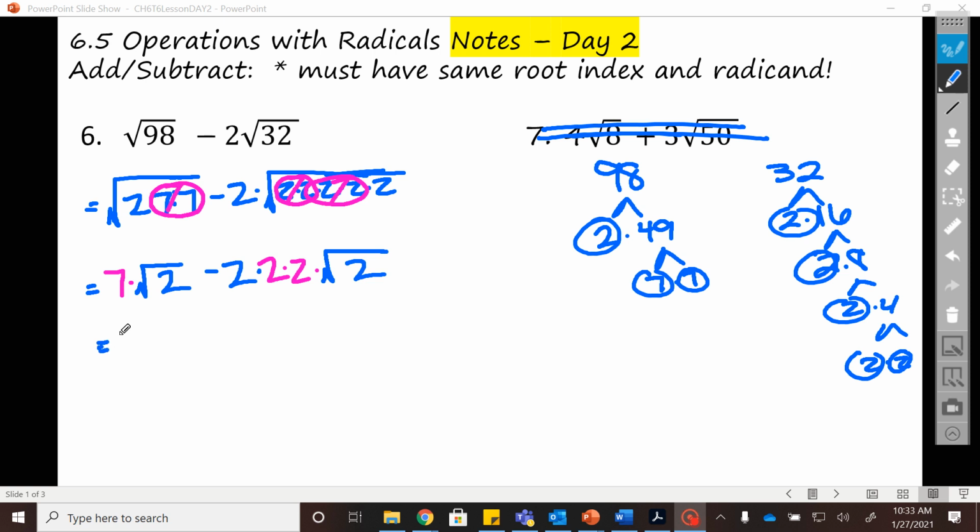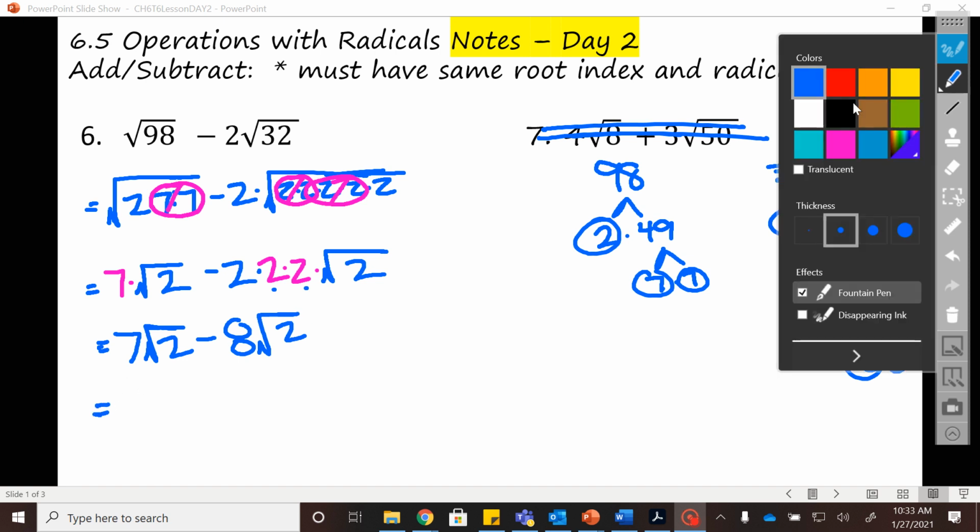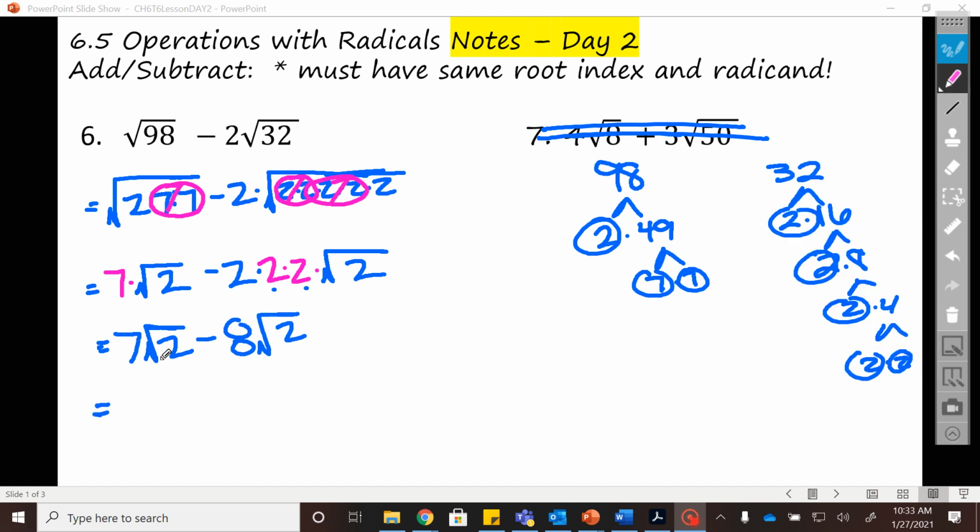We can put it back together. So this is 7 square root of 2 minus 2 times 2 times 2, which is 8. So 8 square root of 2. Now we've put them into such a way that they have the same radicand. They both have square root of 2. So our answer is going to be a square root of 2 answer.